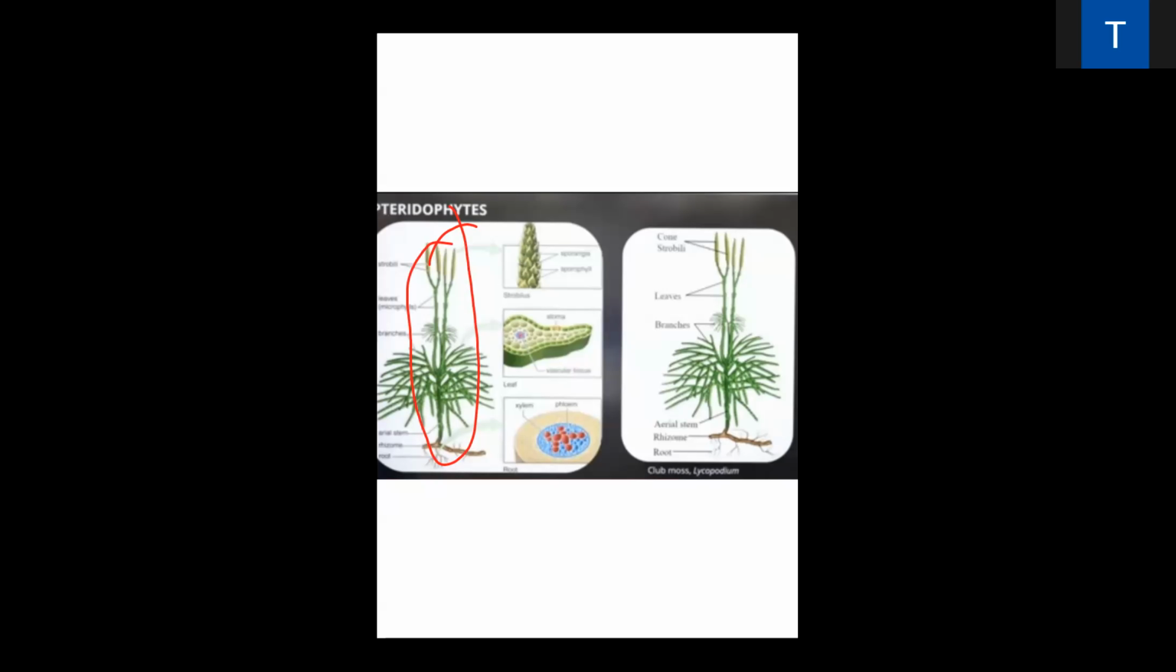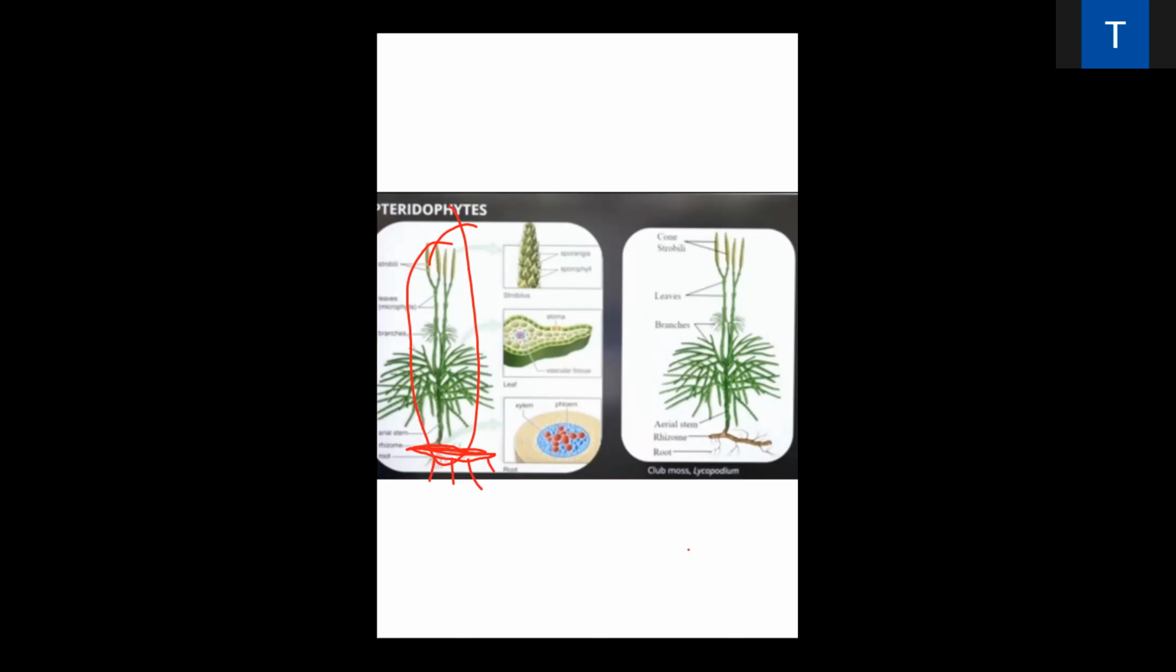Most important thing, right? Here is the horizontal rhizome, and the thread-like structures are the roots. Can you see everybody? The rhizome is horizontal, but the growth is vertical. Is it clear? The growth is vertical, but the rhizome is horizontal, and the thread-like appearance is the root.